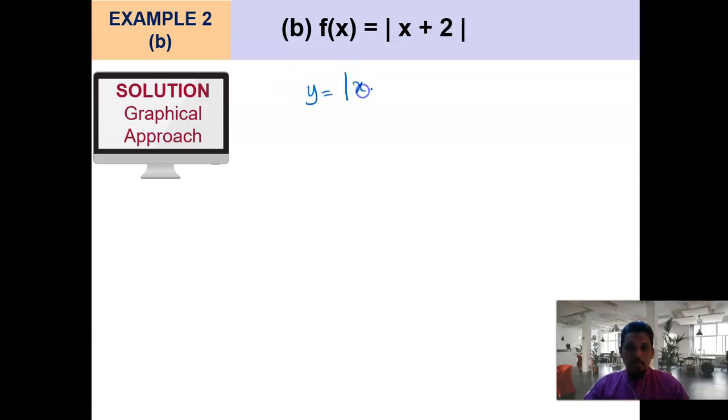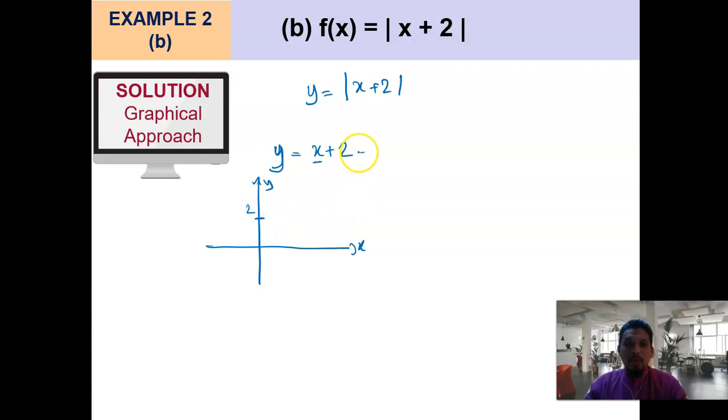Now, y equals the modulus of x plus 2. So class, just imagine that I write y equals x plus 2, the graph of this x and y. When x equals 0, y equals 2. And when y equals 0, x plus 2 equals 0, then x equals -2. So this is the graph.